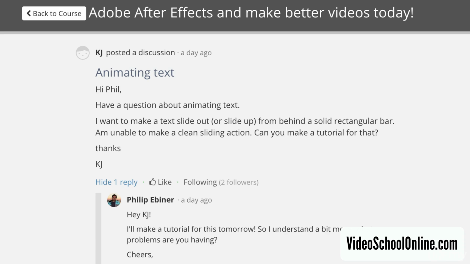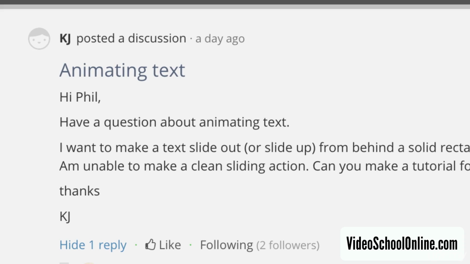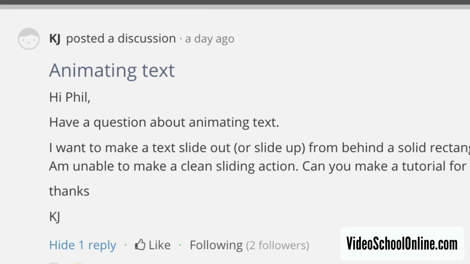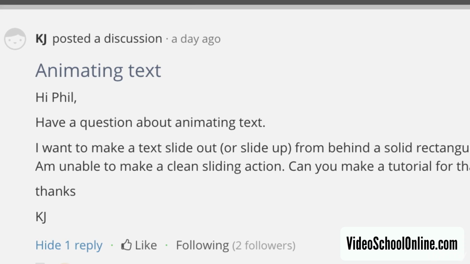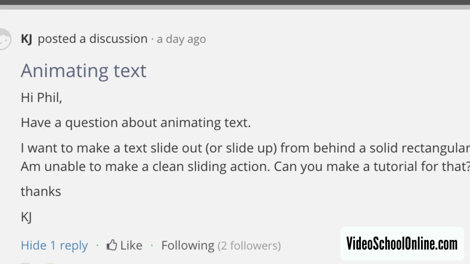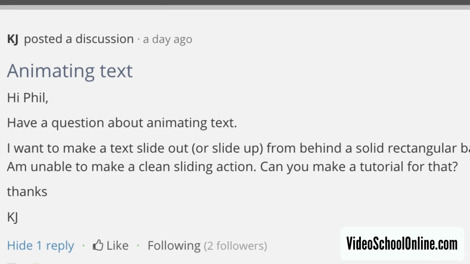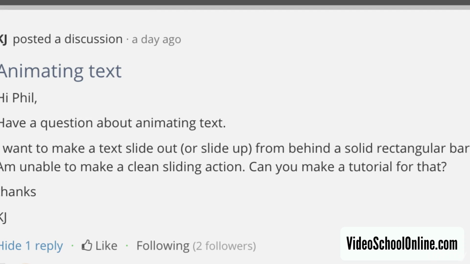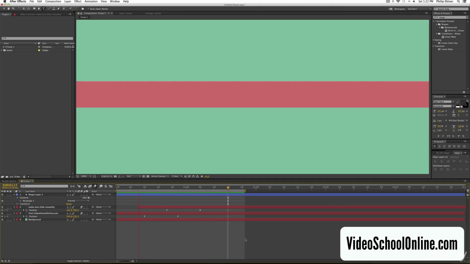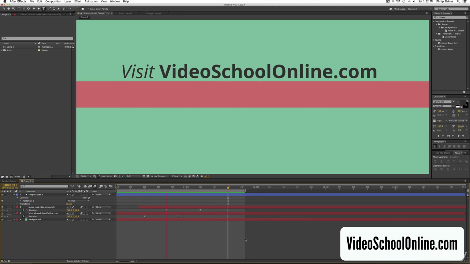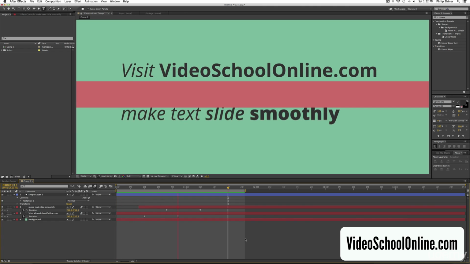Today I'm answering a question from KJ who posted on my Adobe After Effects course on Udemy. He asks, I want to make a text slide out or slide up from behind a solid rectangular bar. I'm unable to make a clean sliding action, so can you make a tutorial for this? And this is basically what I'm going to be teaching you, how to make text pop out of a bar smoothly. So it's kind of cool.